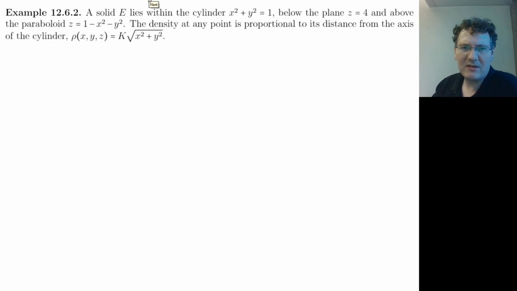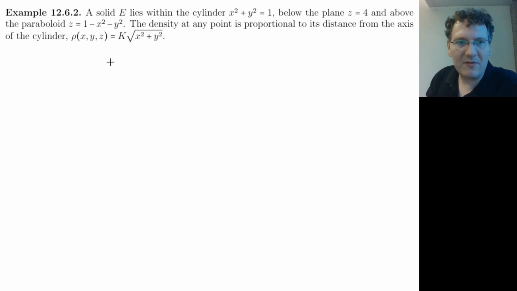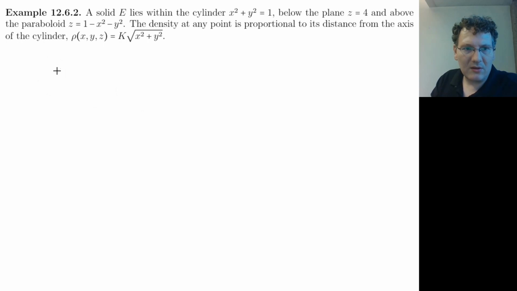Here's an example. Let's figure this one out. We have a solid that lies within the cylinder x squared plus y squared equals 1, below the plane z equals 4, and above the paraboloid z equals 1 minus x squared minus y squared. So it's above this paraboloid, which is opening downward. Let's get a little sketch of this thing. It'll be helpful to have this in mind while we're doing this.